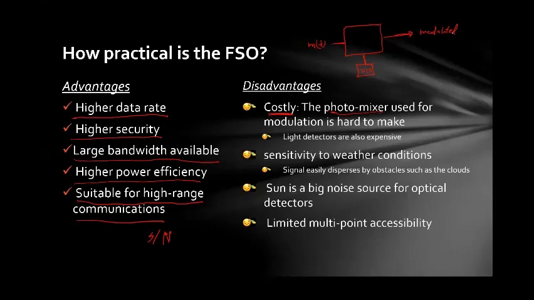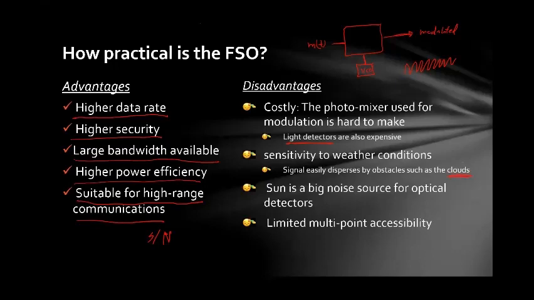The main reason is that the frequency of the light signals is actually very, very high. It's in terahertz. So you can imagine if you want to use it as a carrier and modulate some signal on it, you can just imagine how hard this is. The second disadvantage is that the light signal is actually sensitive to weather conditions, most commonly clouds.